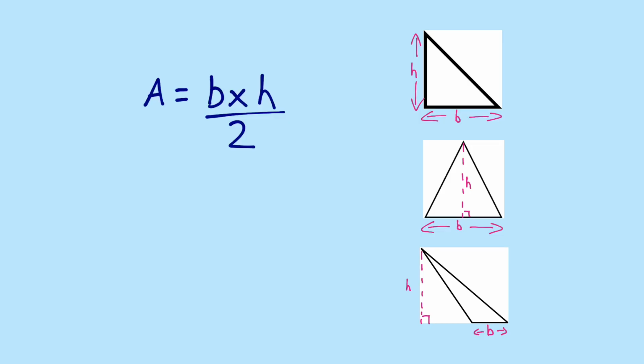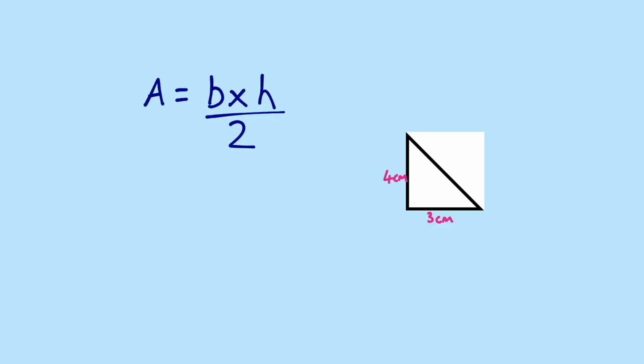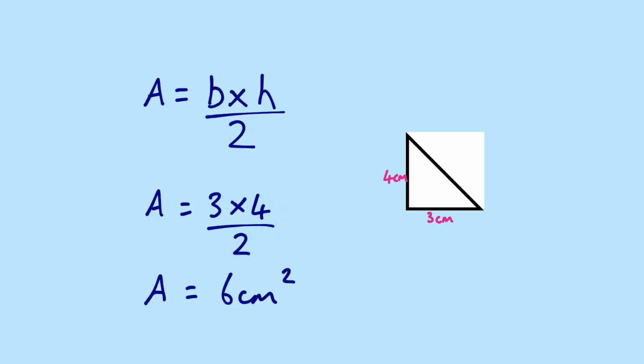So let's have a look at an example. Let's find the area of this triangle. So we have a base of 3 and a perpendicular height, because it's a right angle, of 4 centimeters. So substituting the values in, we have 3 for the base and 4 for the height, and multiplying 3 by 4, which is 12, divided by 2 gives us 6 centimeters squared.